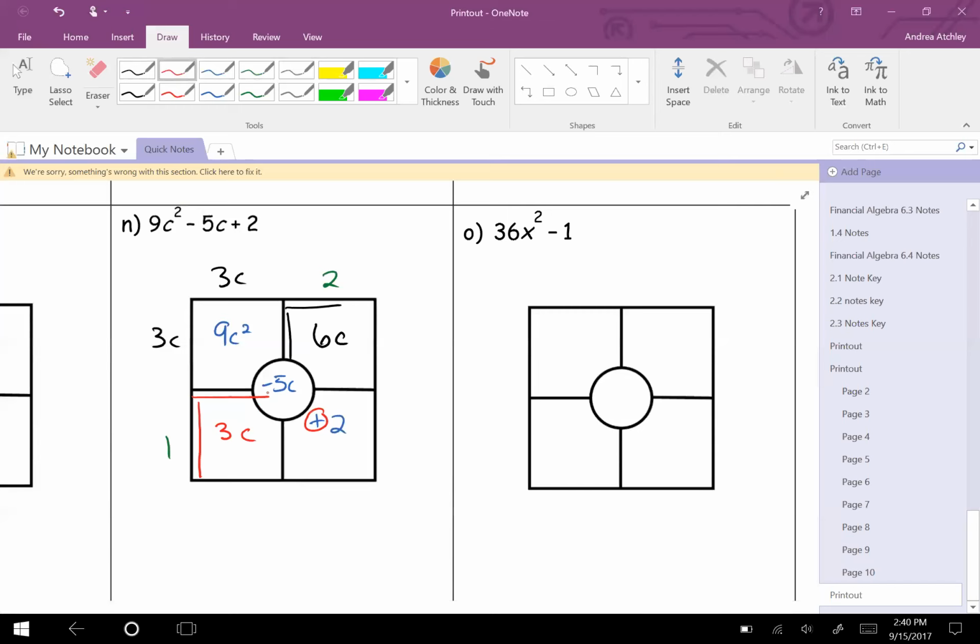Okay, is there anything else that multiplies to 2? No. Okay, so let's try something else that multiplies to 9. What else multiplies to 9? 9c and 1c. So we have to try again. Erase and multiply again. 2 times 1 is 2c. 9 times 1 is 9c. If I add them, do I get -5? No.